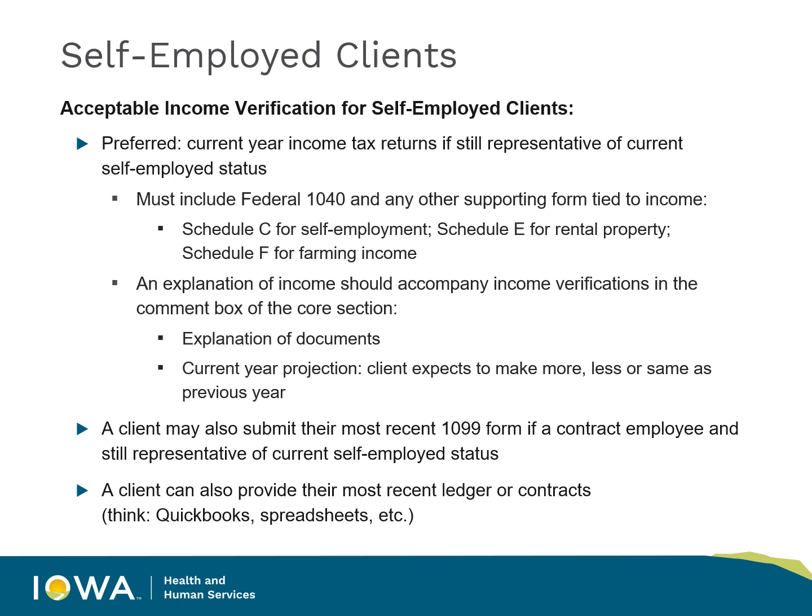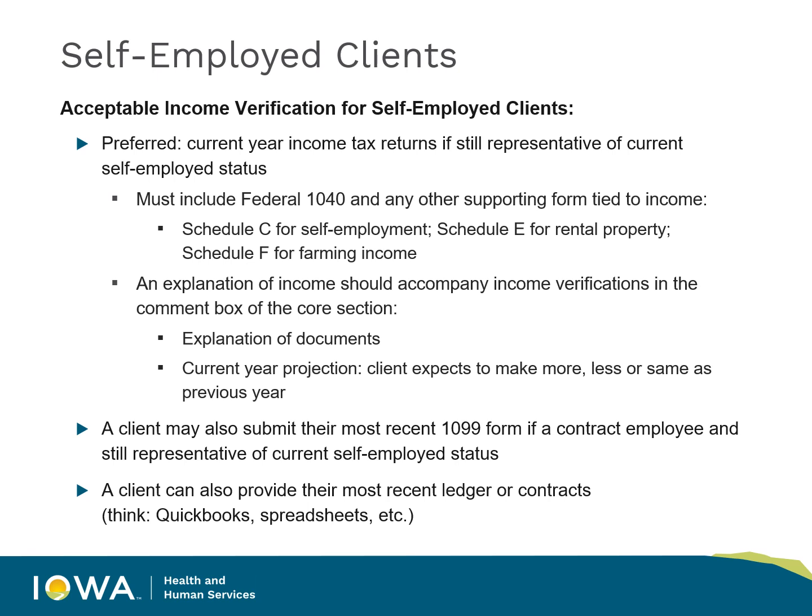For clients who are self-employed, we would like to see their current year or their most recent year income tax return only if it's still representative of their current self-employed status. So if a client was self-employed in 2024, but now in 2025 they work for Union Pacific, you need to collect the Union Pacific pay stub versus relying on 2024 income taxes.